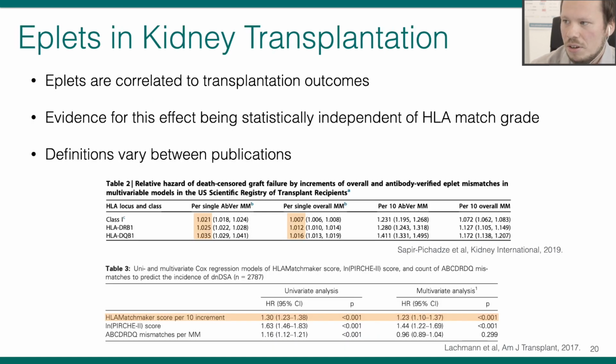Well, you all know eplets in kidney transplantation are a thing. They are correlated to transplantation outcomes, DSA and graft survival. I just picked two publications here, because they were just lying on my desktop actually, but there are dozens out there or even more. And what I want to emphasize here is especially that there is evidence for this effect being statistically independent. So this is very important to keep in mind, that we are beyond classic HLA matching, actually.